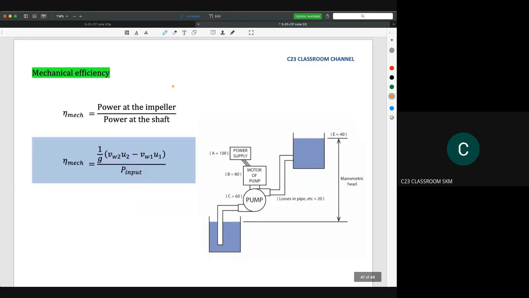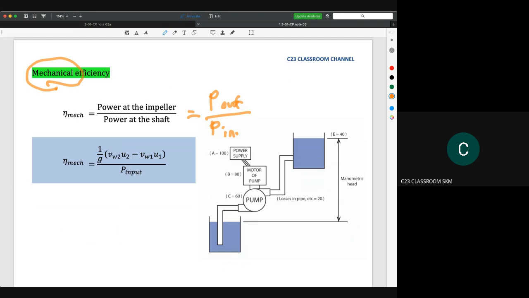Now we go for the second one, which is the mechanical efficiency. Again, if you want to calculate efficiency, the idea is the power in, power out divided by power in. Okay, it must be out divided by in. What is the meaning of mechanical efficiency?